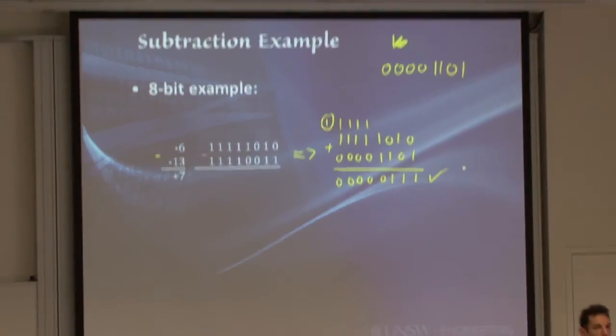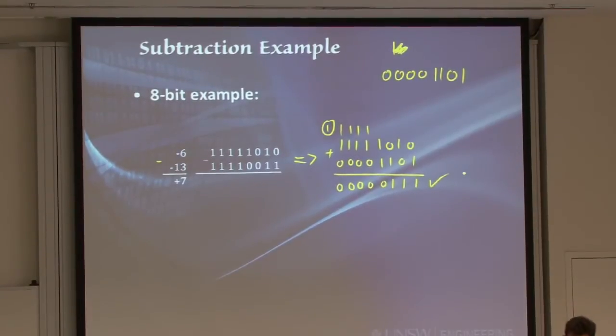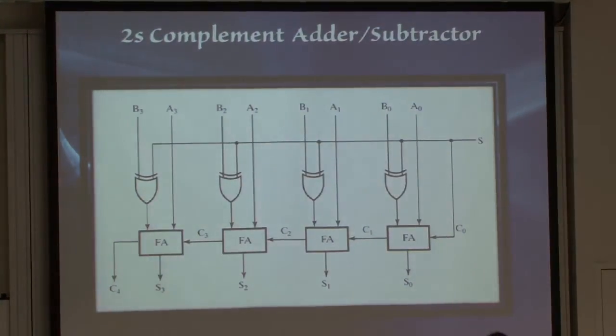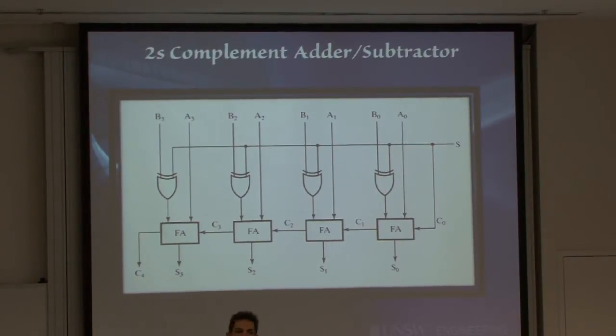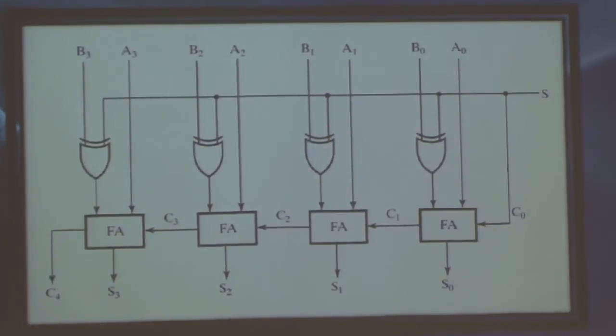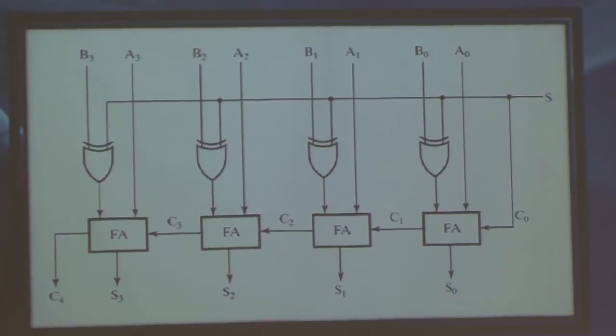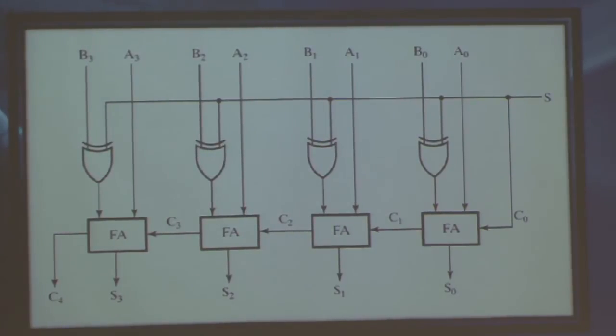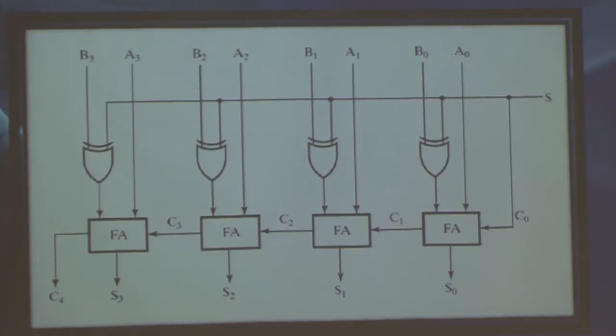Now, when we want to implement this in hardware, we can use the same hardware for both adder and subtractor. And this is a really nice way of actually performing this. We'll take a regular ripple carry adder that we came up with on Tuesday, and we feed the two A and B numbers to it. Now, the XOR gates act as selective inverters and are controlled by this S signal. The S signal will tell us whether we want to do addition or subtraction.